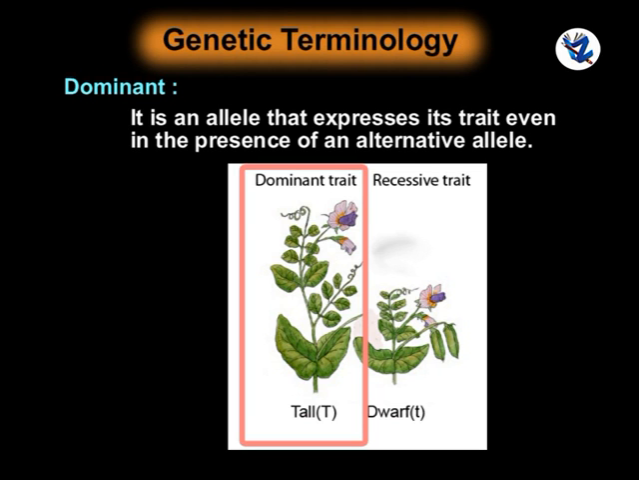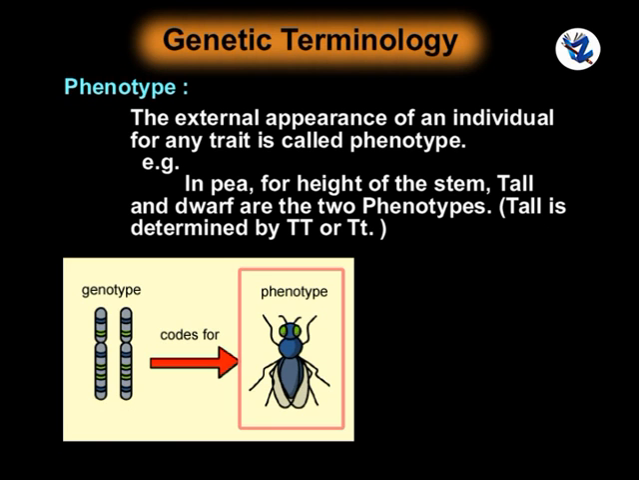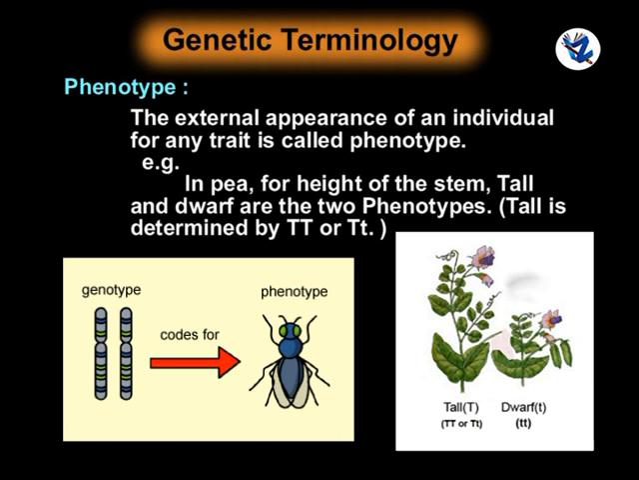Then dominant, it is an allele that expresses its trait even in the presence of an alternative allele. Then recessive, it is an allele which is not expressed in the presence of an alternative allele. Then phenotype, the external appearance of an individual for any trait. For example, in pea, for height of the stem, tall and dwarf are the 2 phenotypes. Tall is determined by capital T or capital T small t.